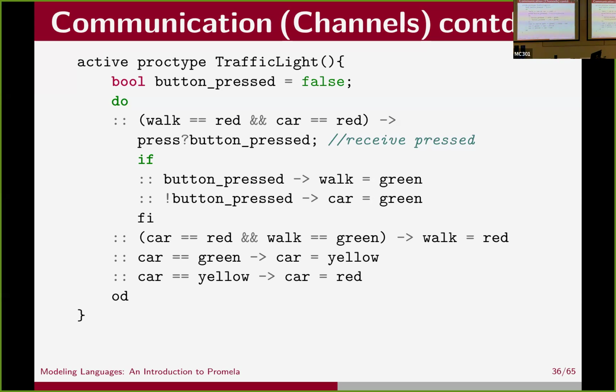And just like we had the do clause, we have the if and fi clause, which does the same thing, but just does it once. So this is not going to repeat. This is just going to non-deterministically choose one of the guarded actions where the guard is true. So in this case, it's just like you'd expect a normal if, because these two are mutually exclusive and cover everything. If the button is pressed, then the pedestrian traffic light goes green. If the button is not pressed, then the traffic light for cars goes green.